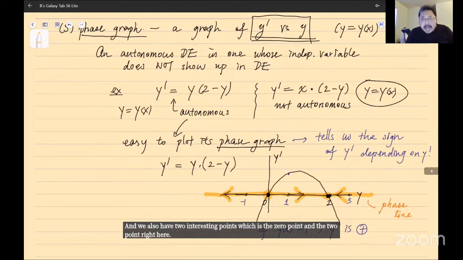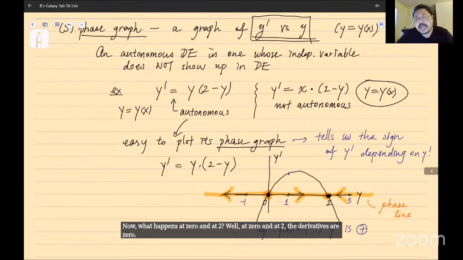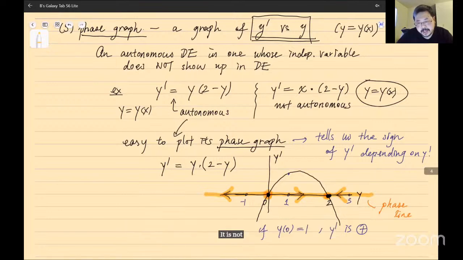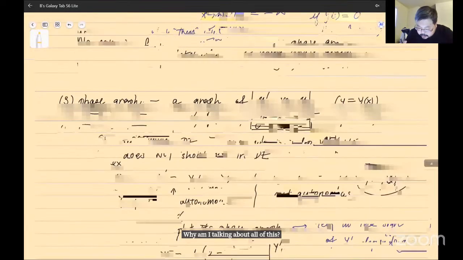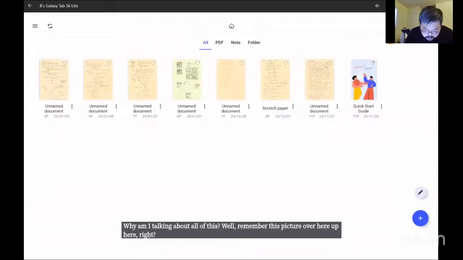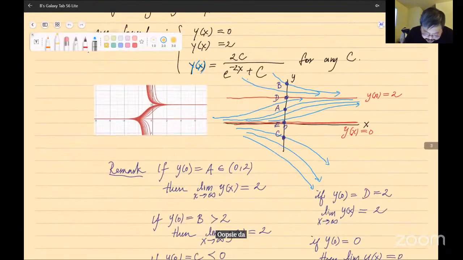Now, what happens at 0 and at 2? Well, at 0 and at 2, the derivatives are 0. It is not moving, right? So those are called equilibrium points. Why am I talking about all of this? Well, remember this picture up here, right? Let me copy this picture.